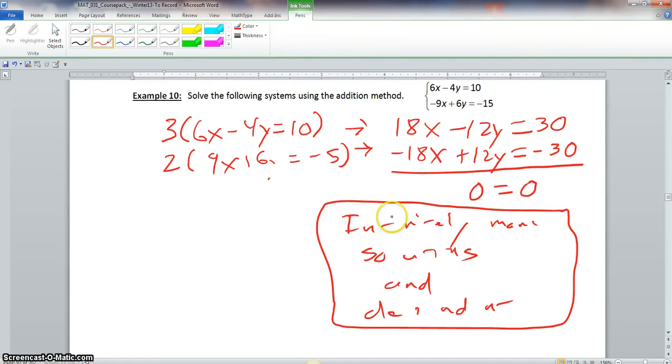Now this is infinitely many solutions and dependent. I don't know what is happening, but this is it here. Infinitely many solutions and dependent. And that is it.